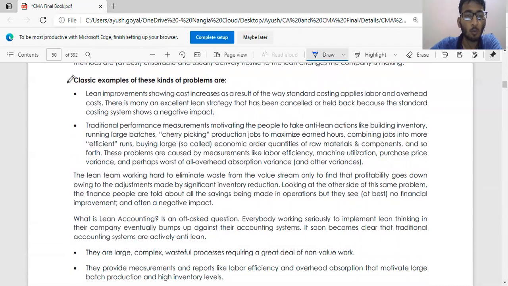Okay, now, what is the classic example of these kinds of problems? Let's read. The lean improvement showing cost increase as a result of the way standard costing applies labor and overhead cost. Many excellent lean strategies have been cancelled or held back because the standard costing system shows a negative impact. So basically, definitely, if we are doing waste management, then there would be some additional cost. But just see what additional profit we are going to earn out of that. That also needs to be kept in mind. These are very, very easy things. When you read, you will definitely understand them.